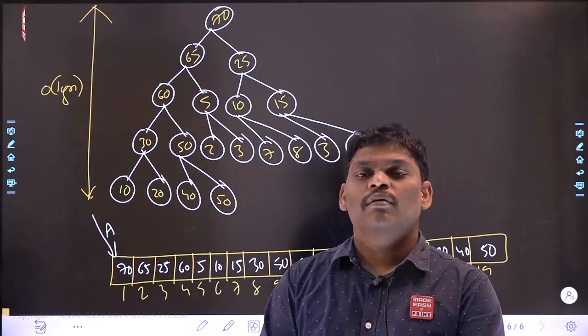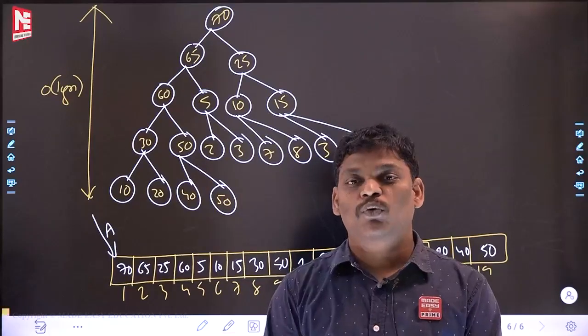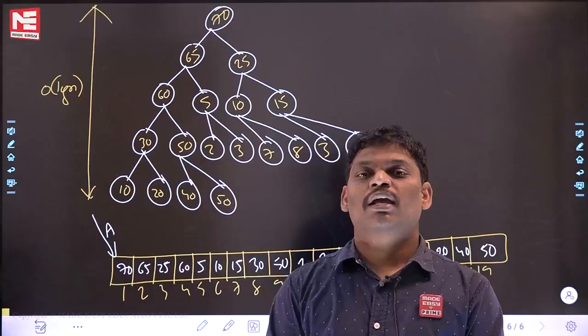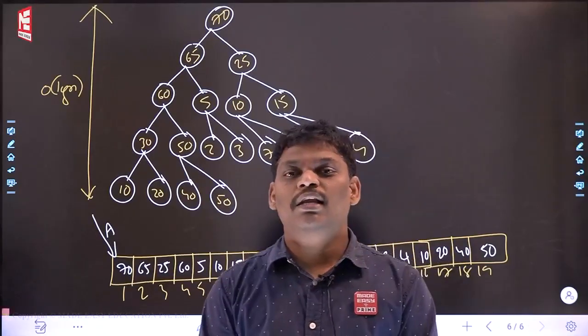So that is the advantage. The min heap tree's advantage is the minimum element at the root. The max heap tree's advantage is the maximum element at the root. Please be careful. Can you help me now? From the max heap, if I say delete, who will be deleted?